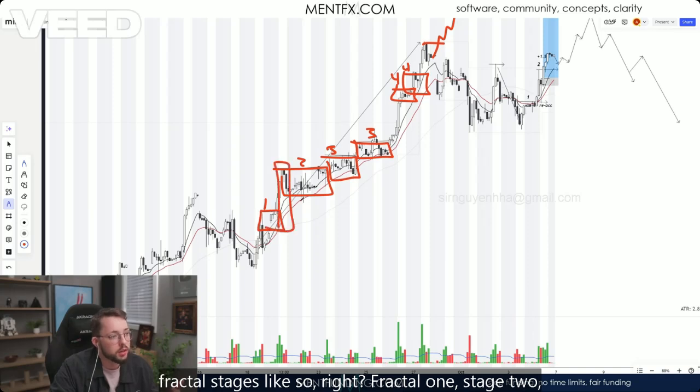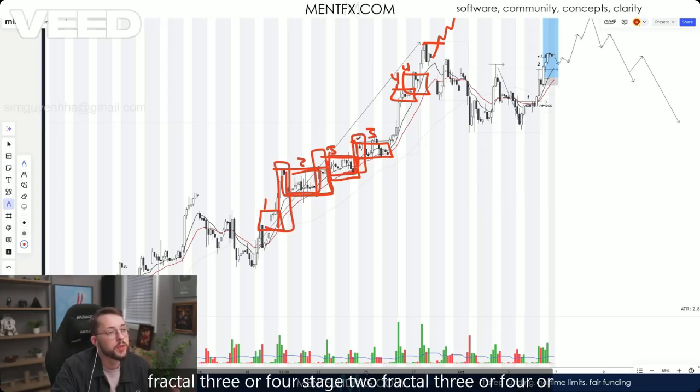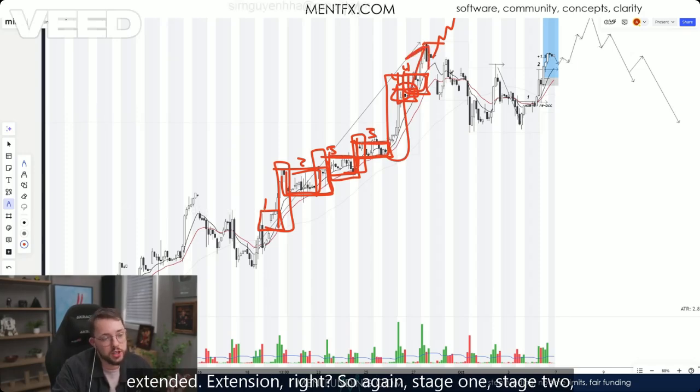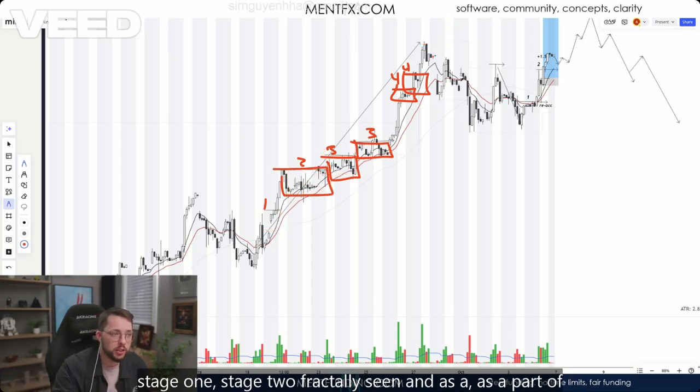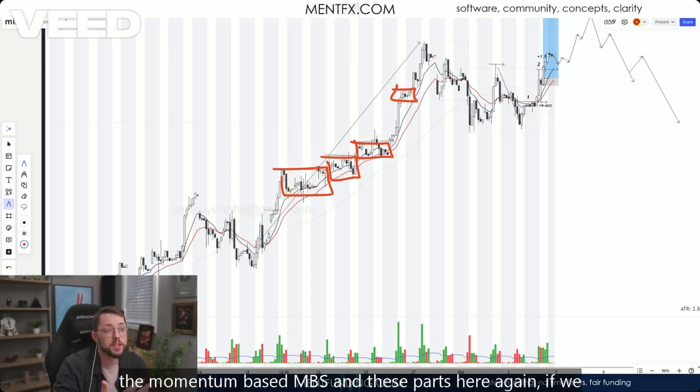Fractal 1, stage 2, fractal 2, stage 2, fractal 3, stage 2, fractal 3 or 4, stage 2, fractal 3 or 4 or extension, right? So again, stage 1, stage 2, stage 1, stage 2, fractally seen, and as a part of the momentum-based MBs.